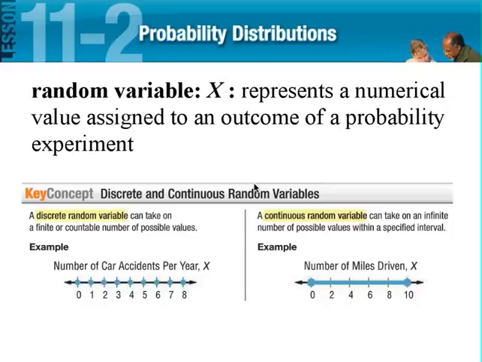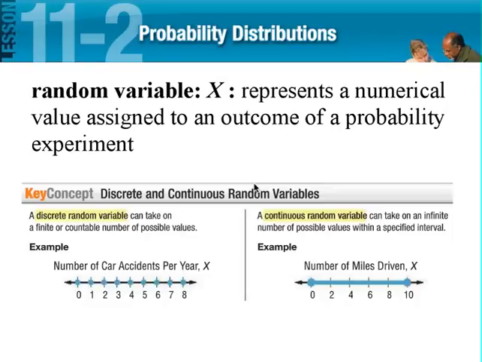A discrete random variable can take on a finite or countable number of possible values. For example, the number of accidents per year. The number of accidents per year is a set number. You can't have a decimal amount. So it's a finite or countable number of possible values.